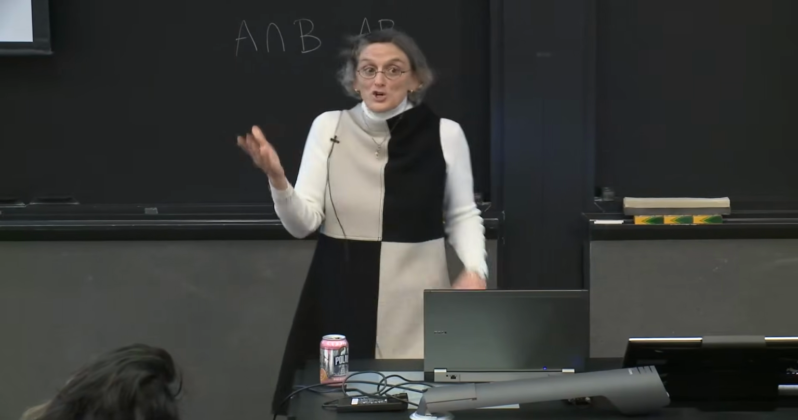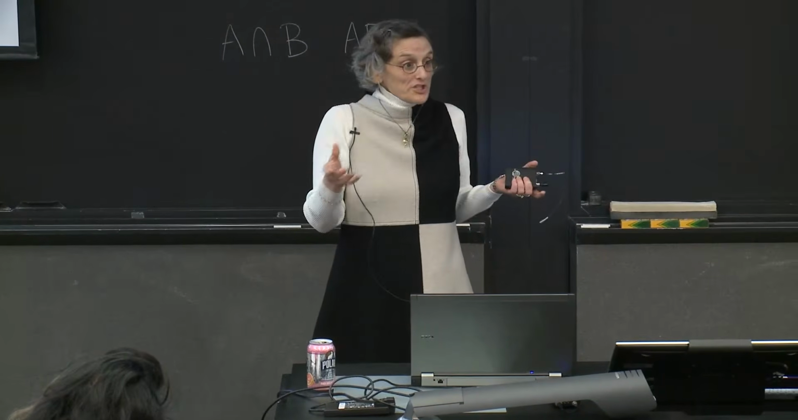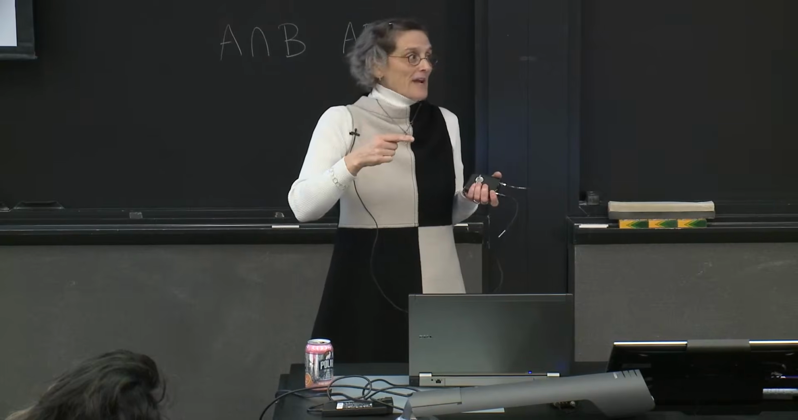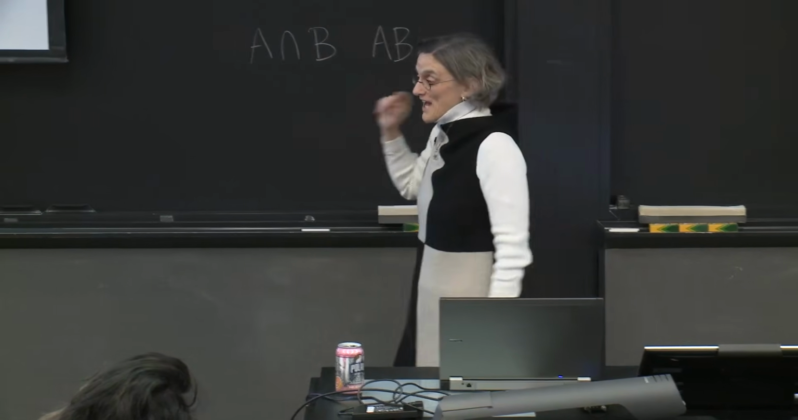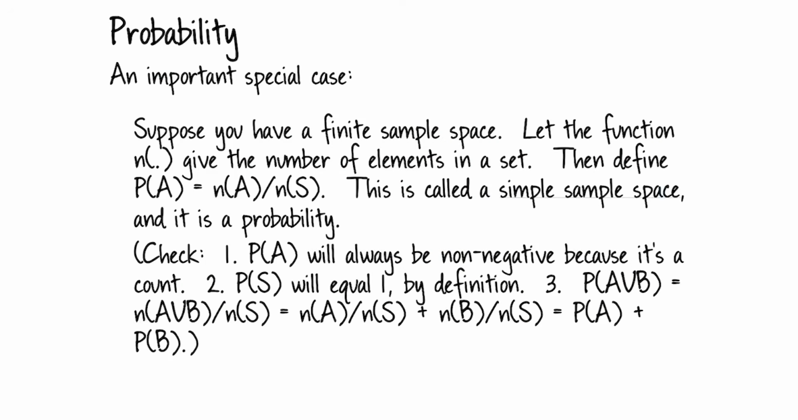Well, I told you before, if we have a function and it satisfies those three axioms, it's a probability. So all we have to do is check to make sure this particular function p of A satisfies the three axioms. So I did it right here. First of all, it's always going to be non-negative because it's a count. So we're fine with axiom 1.